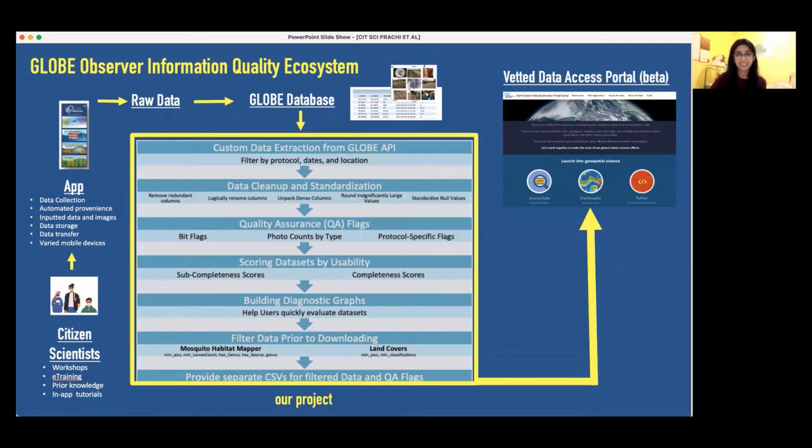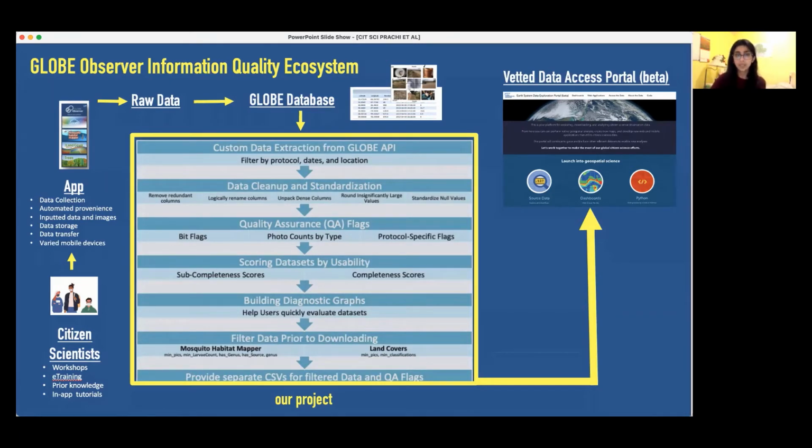After cleaning the data, we then added quality assurance flags, summarizing the data for future users to better visualize their data quality. We also began ranking data observations by their usability. To do this, we created a completeness score that shows the user how much key information a specific observation can provide, allowing users to quickly filter out observations that lack key components.